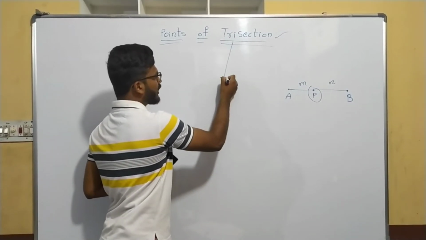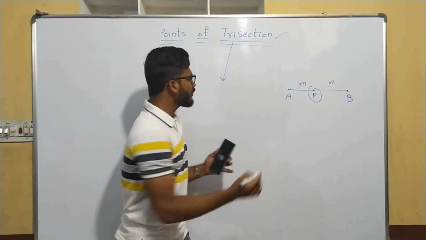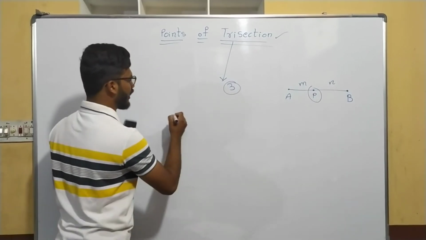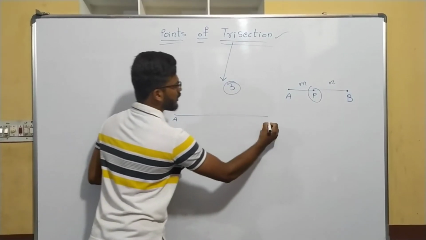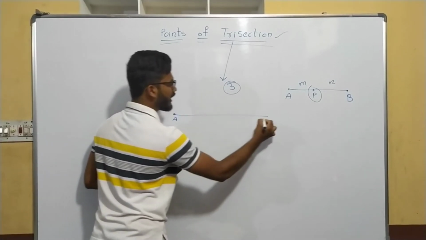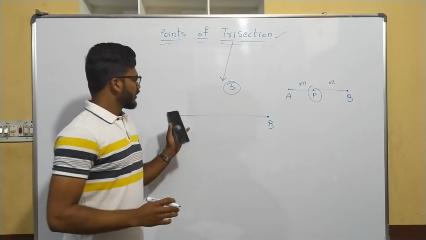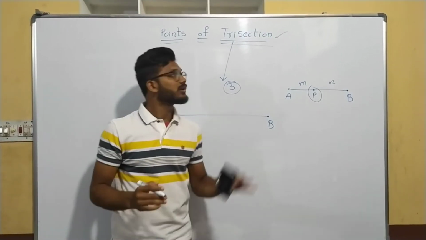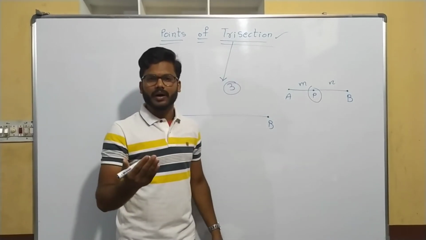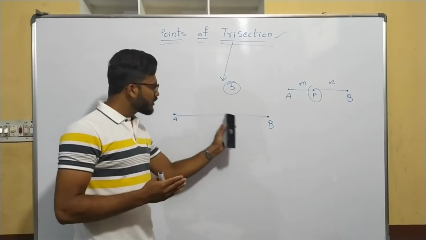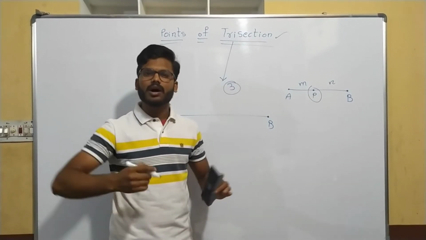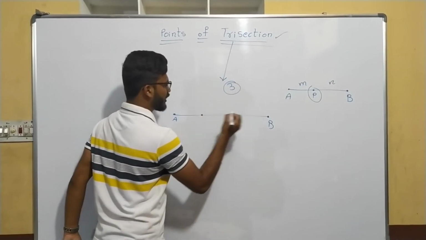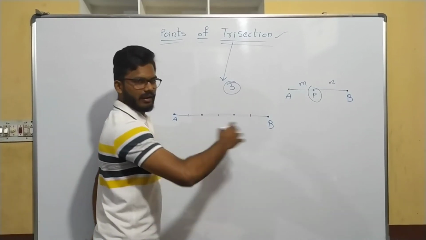Now section means dividing into sections, right? So here, what is here? Trisection. Tri is nothing but 3, right? So trisection is nothing but, suppose we have 2 points A and B, and the distance between these 2 points should be divided into 3 equal parts. So in order to divide this line segment into 3 equal parts, how many points do we require? We require only 2, right? Here and here, so that the distances are equal.